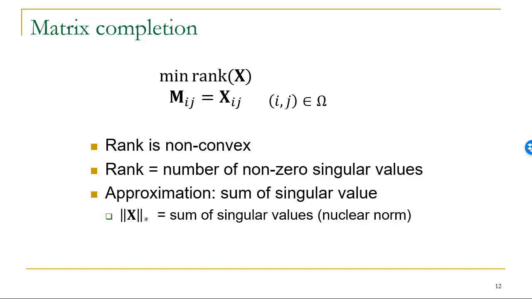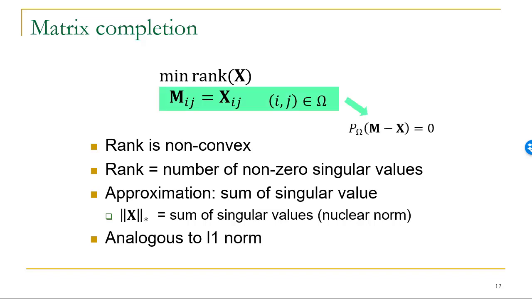So before proceeding, let me just express this constraint compactly. We can say that the projection P omega of M minus X over omega is 0. Here the projection operation takes all the entries in the matrix M minus X and outputs only those entries whose indices are in the set omega, in other words, those entries for which Mij is given. And it is saying that for those entries, Mij is equal to Xij. So P omega of M minus X equal to 0 is just another way of saying the same constraint.